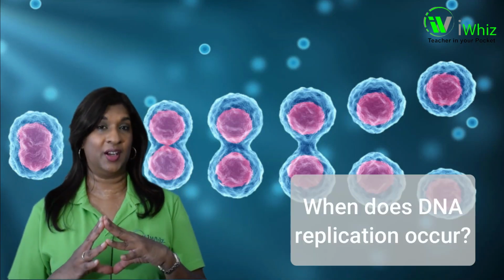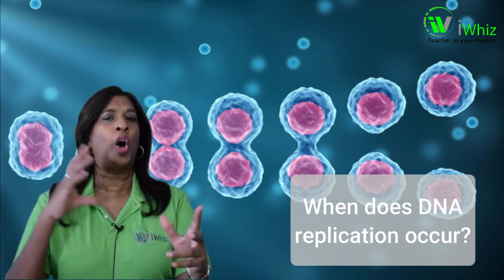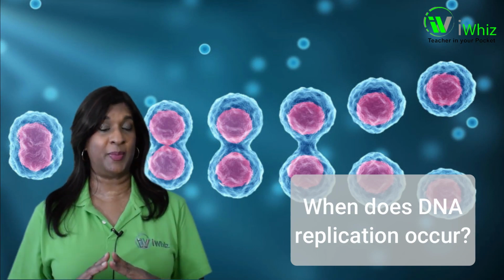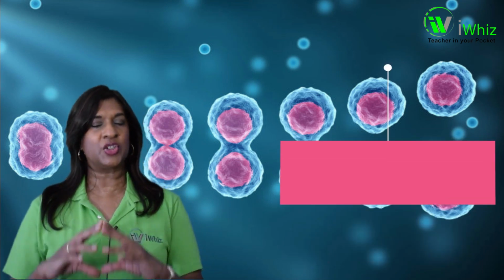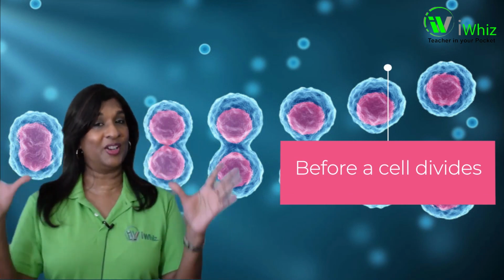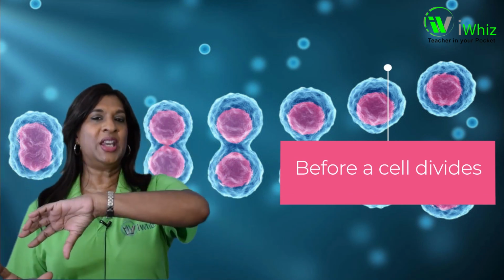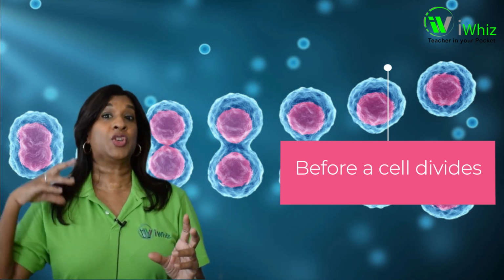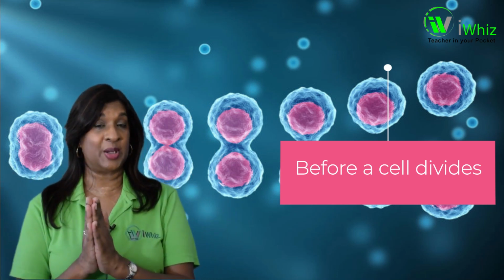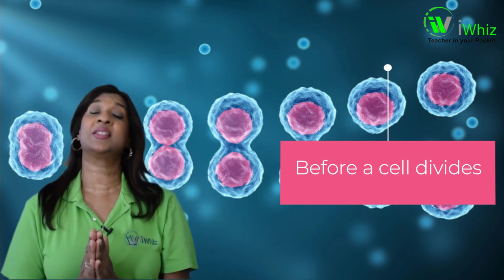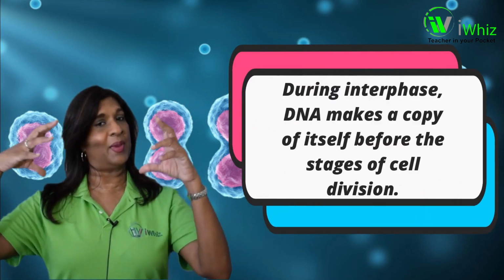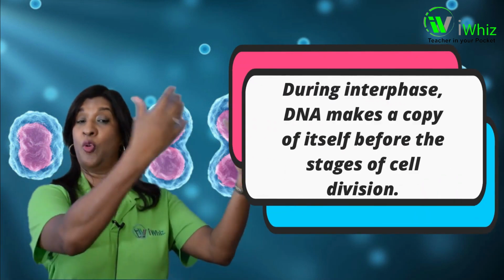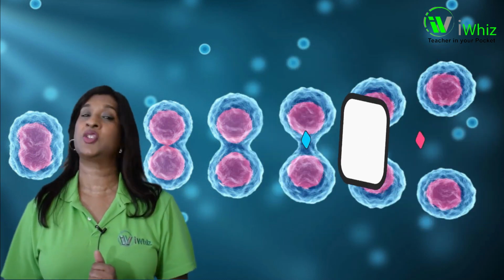Do you recall when DNA replication occurs? When would a copy of DNA need to be made? This happens before a cell divides. So if you recall from grade 10, when we looked at the cell cycle, it would be before your mitosis or your meiosis is going to take place. And that part of your cell cycle is called the interphase. So during the interphase, your DNA makes a copy of itself before you reach the phases of cell division.